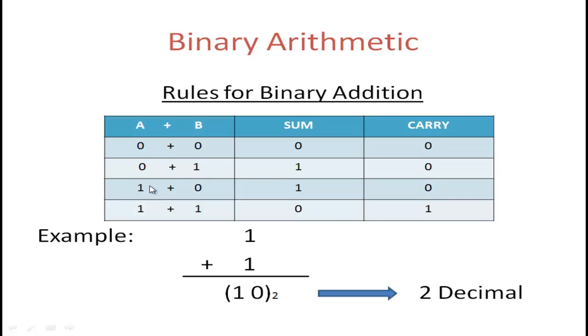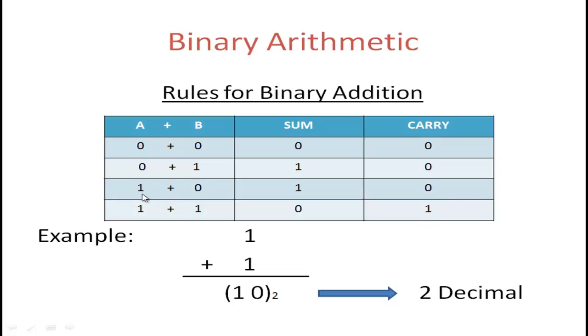Third case is if A is 1, B is 0, then 1 plus 0 is 1 and carry is 0. Fourth case is that if both A and B are equal to 1, then 1 plus 1, sum is equal to 0 and carry is equal to 1.